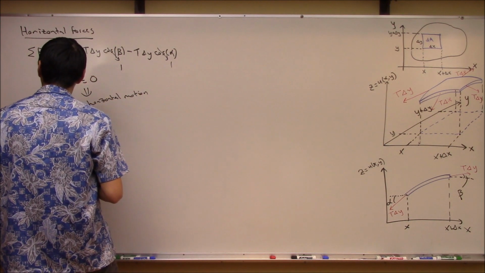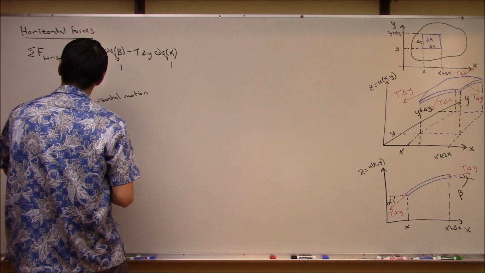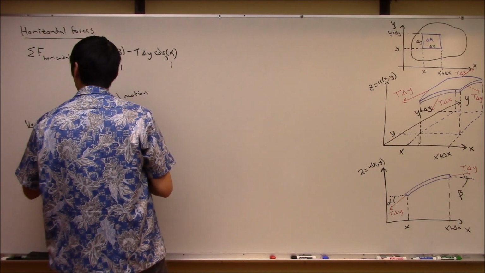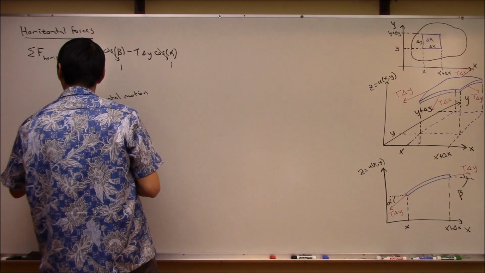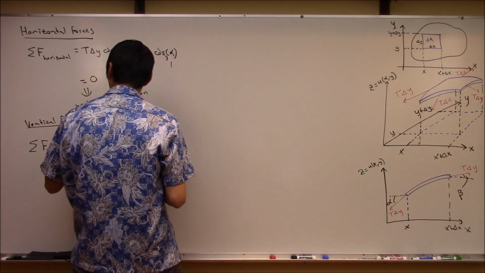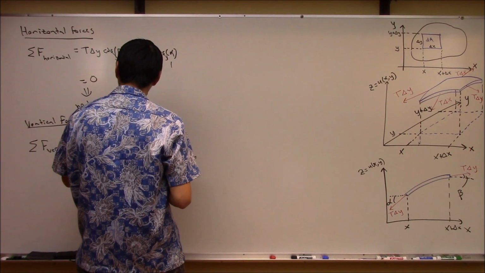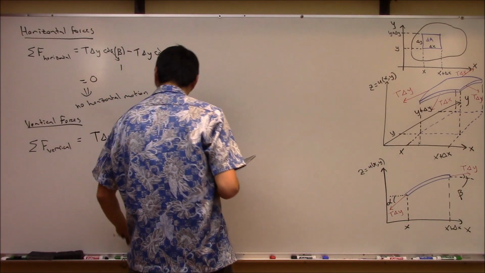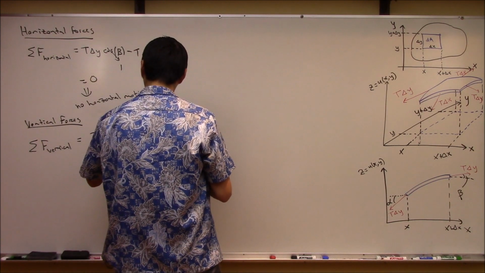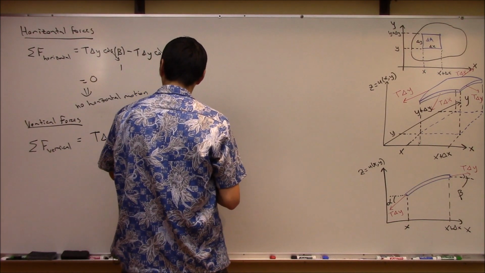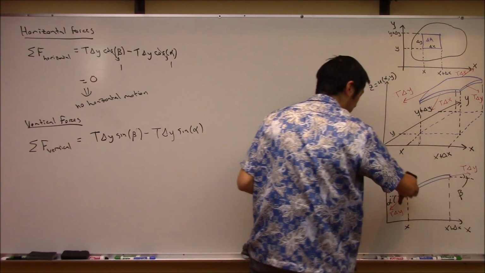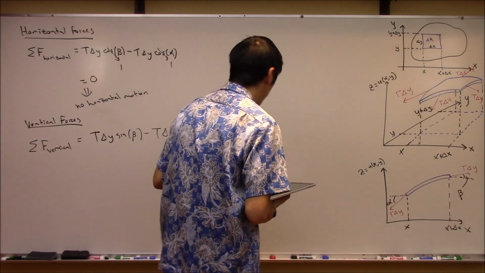How about vertical forces? All right, in the vertical forces, we can do a similar thing. Sum of the forces in the vertical direction. Just looking at that picture, we got T delta Y sine beta, minus T delta Y sine alpha, right? So you got this force going up, you got that force going down. I just look at the vertical components here.